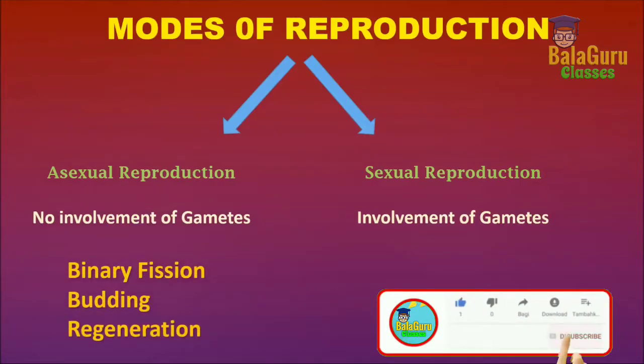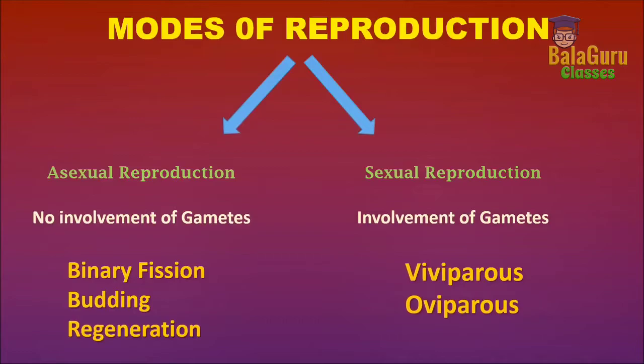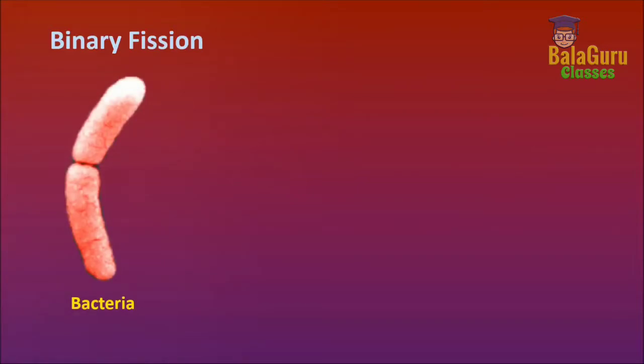The best modes of asexual reproduction are binary fission, budding, regeneration, etc. And the sexual reproduction occurs in the mode of viviparous and oviparous. Binary fission. A single organism divides into two organisms. That is called as binary fission. The best example for binary fission is bacteria.